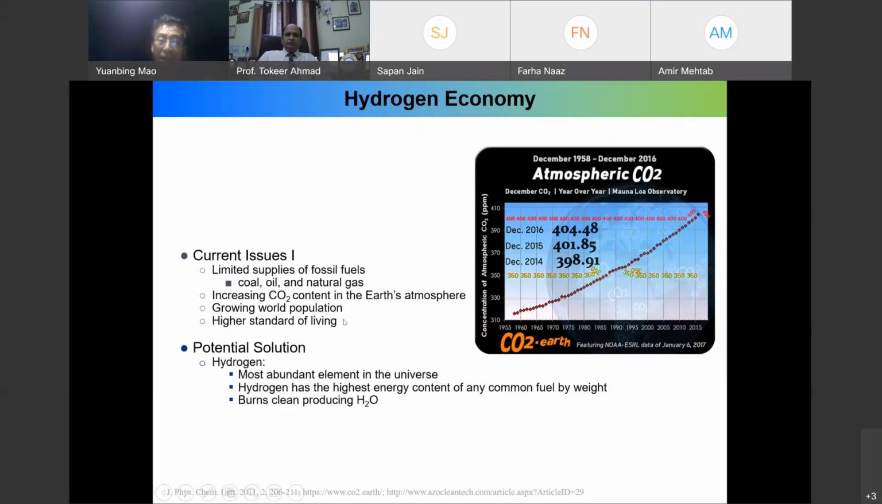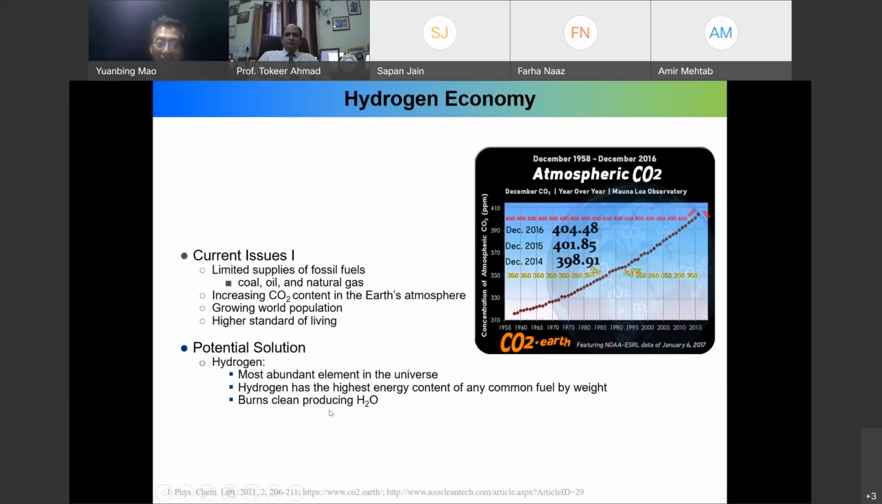And other than that, there is a growing world population and a higher standard of living, because we all want to live at a higher standard. That really generates a lot of need for more energy, right? So one of the potential solutions is hydrogen, because hydrogen is the most abundant element in the universe. It's not on the surface of the Earth, though, right? That's something we need to realize.